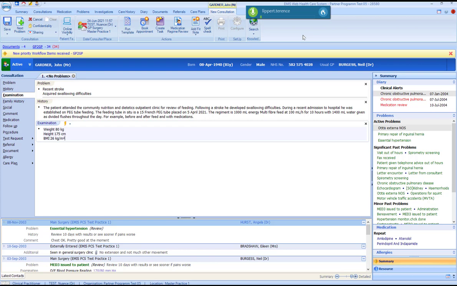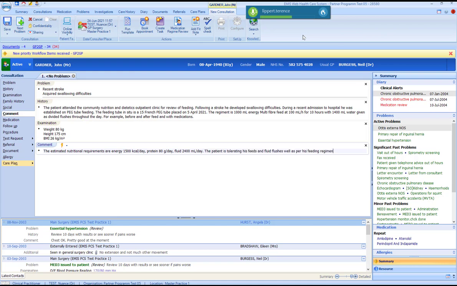Go to comment. The estimated nutritional requirements are energy 1500 kilocalories per day, protein 80 grams per day, fluid 2400 milliliters per day. The patient is tolerating his feed and fluid flushes well as per his feeding regimen, and he reports taking his medications. His PEG site has healed and was clean, dry and exposed on assessment. The patient's bowels are opening daily with no bowel meds required. All pressure areas are intact.